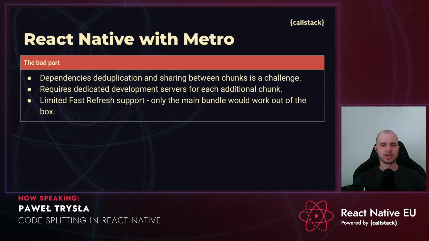Splitting the code using Metro would also mean that for each additional chunk, you would need to spawn a new development server, and fast refresh would only work for the main bundle out of the box. It might be possible to overcome all of these problems, but it would require a lot of effort, knowledge, and skill. So what else can we use then?